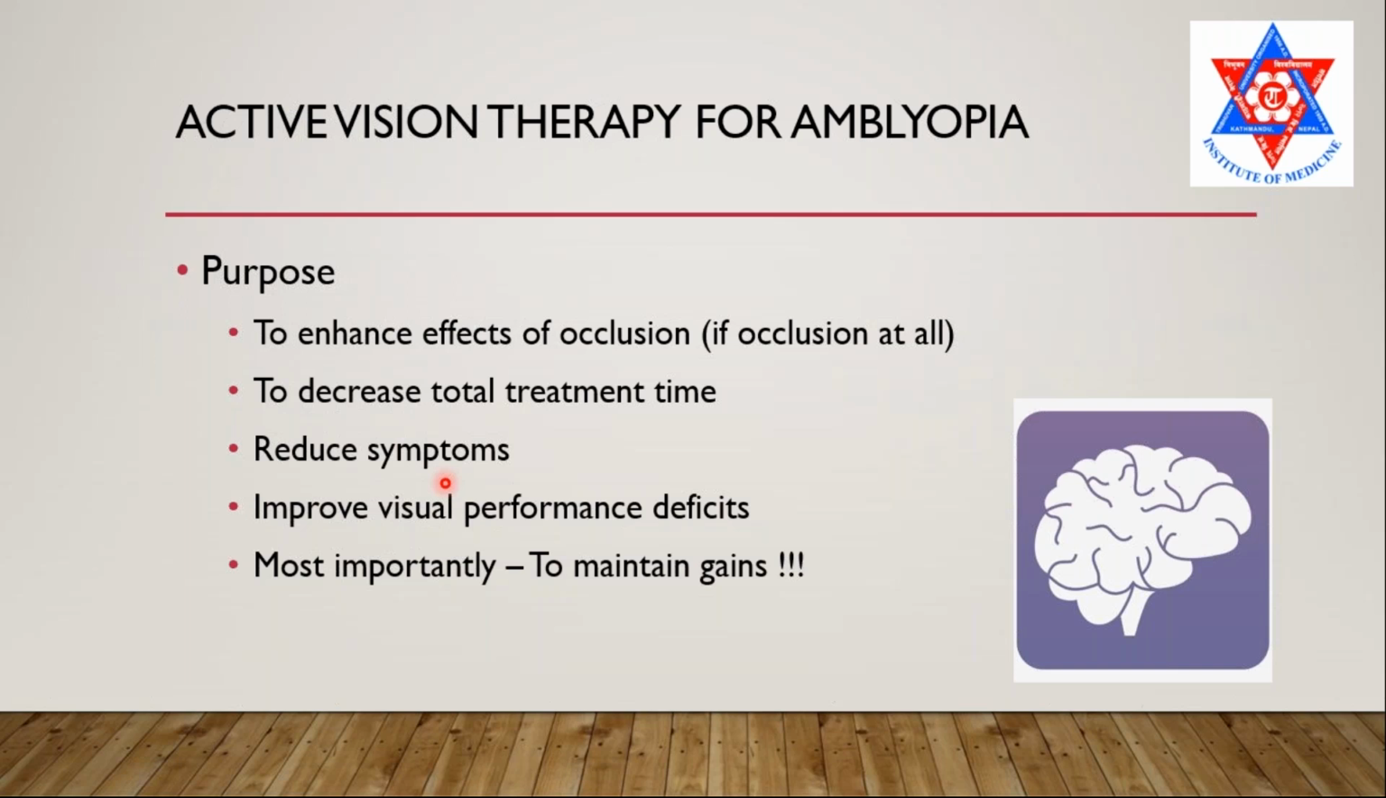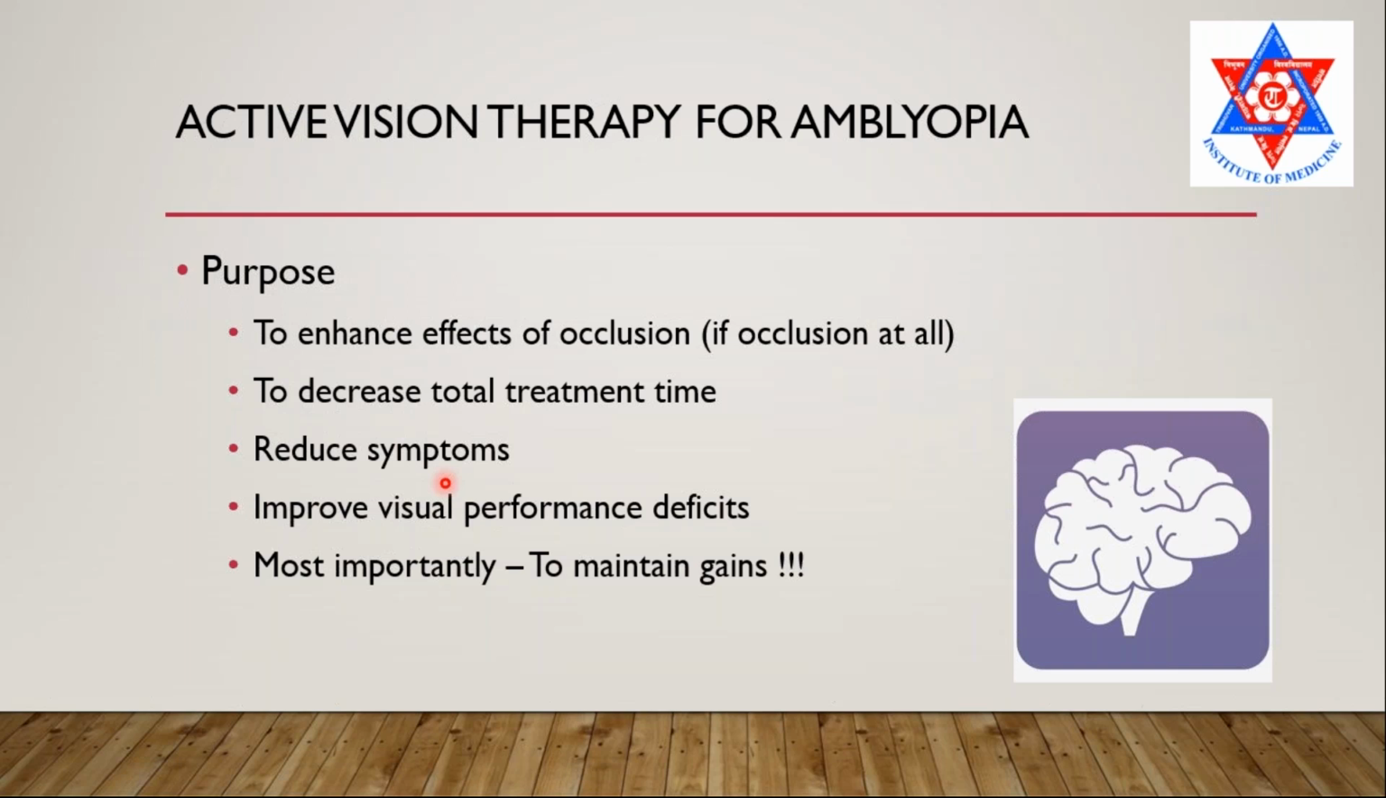To maintain gains means, for example, we have a patient with anisometropic amblyopia. In one eye, the patient has 6/6 vision, and in the other eye, the patient has 6/24 vision. So what does the gain mean?